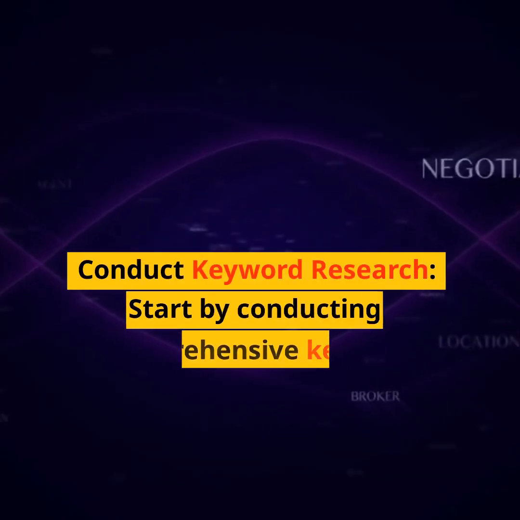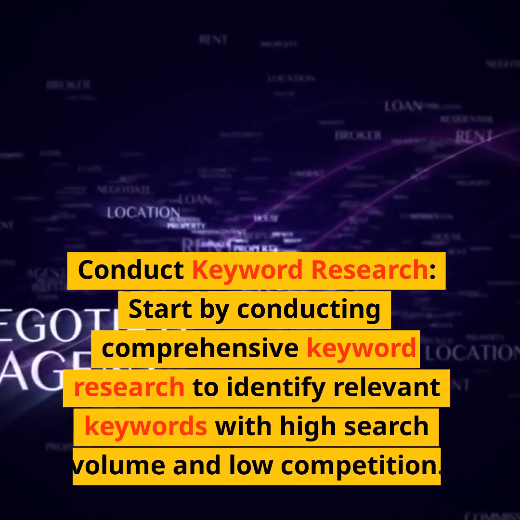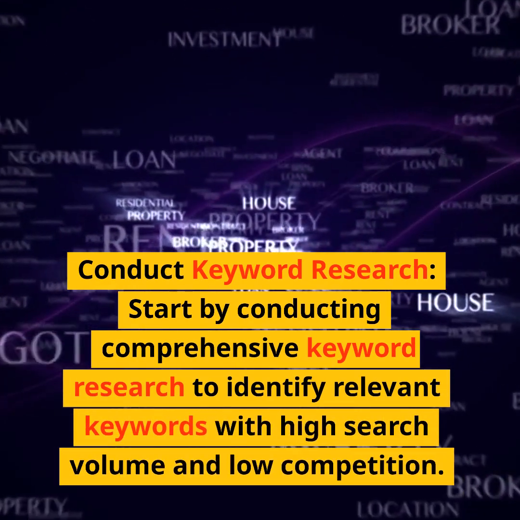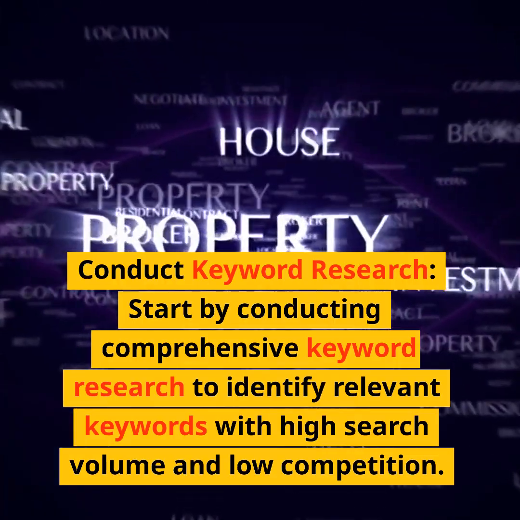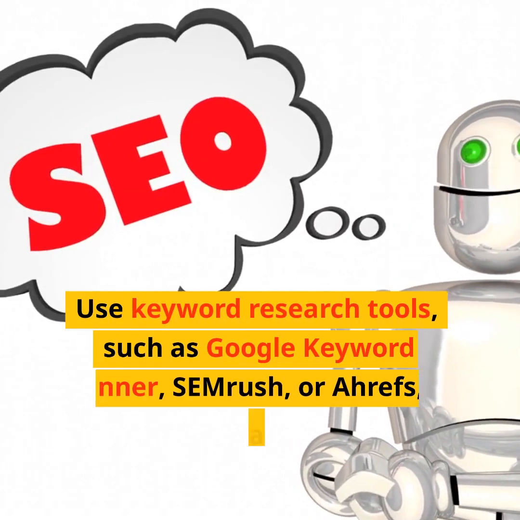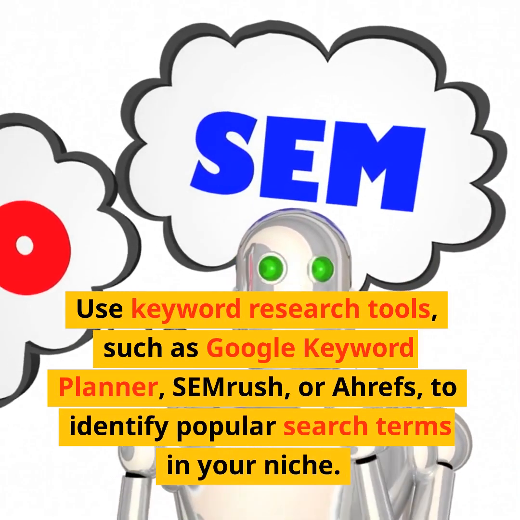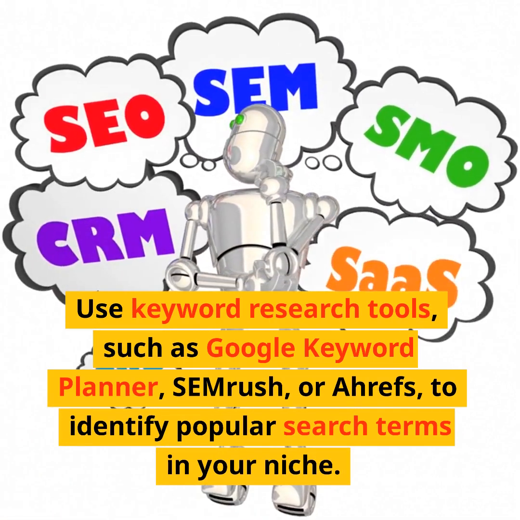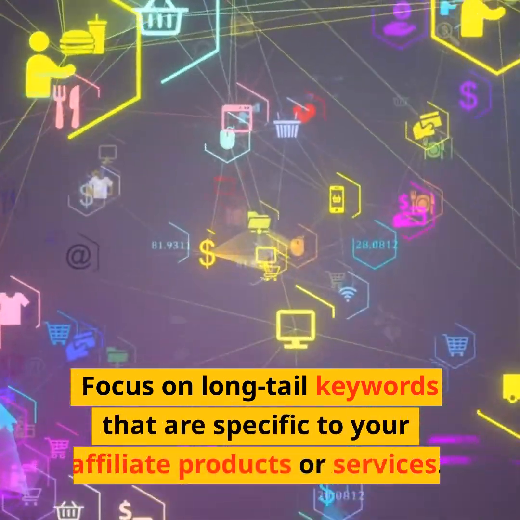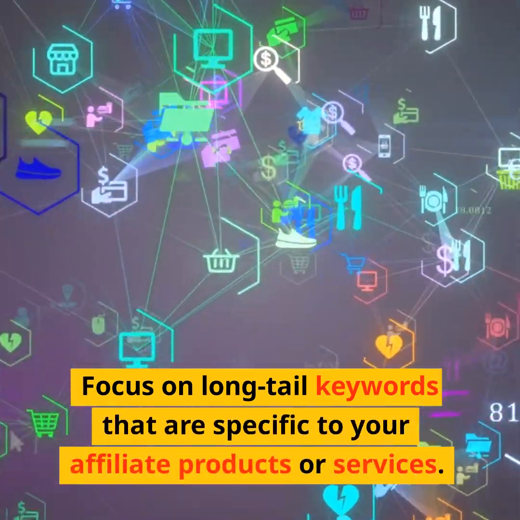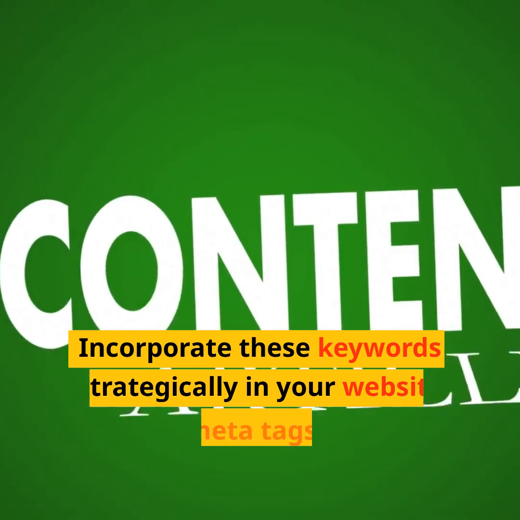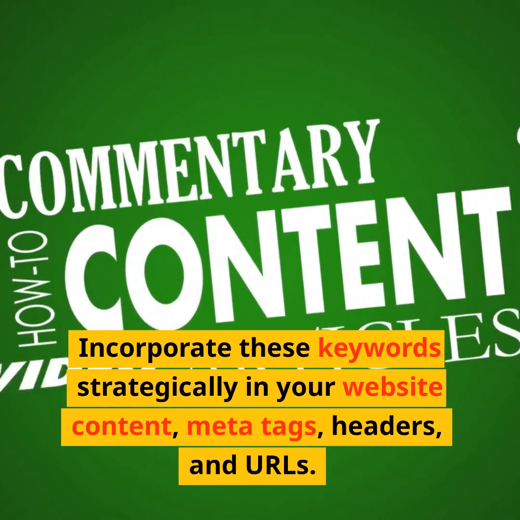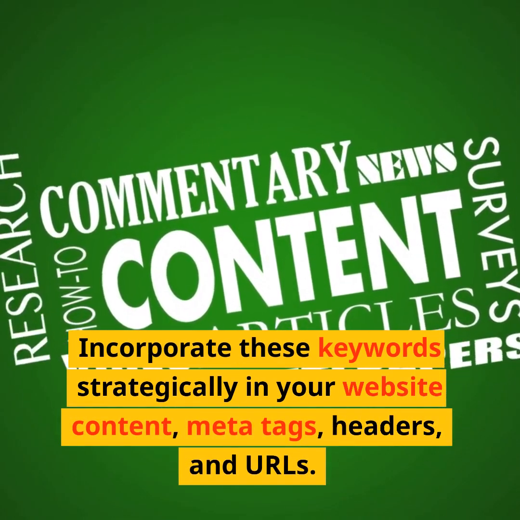Conduct keyword research. Start by conducting comprehensive keyword research to identify relevant keywords with high search volume and low competition. Use keyword research tools, such as Google Keyword Planner, SEMrush, or Ahrefs, to identify popular search terms in your niche. Focus on long-tail keywords that are specific to your affiliate products or services. Incorporate these keywords strategically in your website content, meta tags, headers, and URLs.